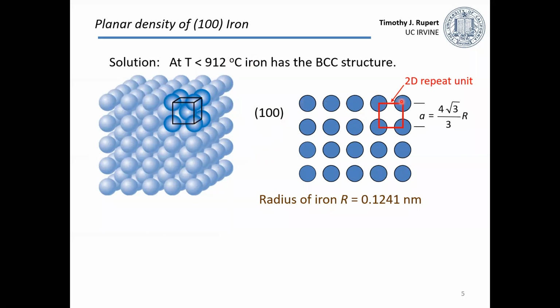I'd have atoms on each of those corners. And I would also need to know something about the element size. Here I would need to know the atomic radius of iron. Okay.